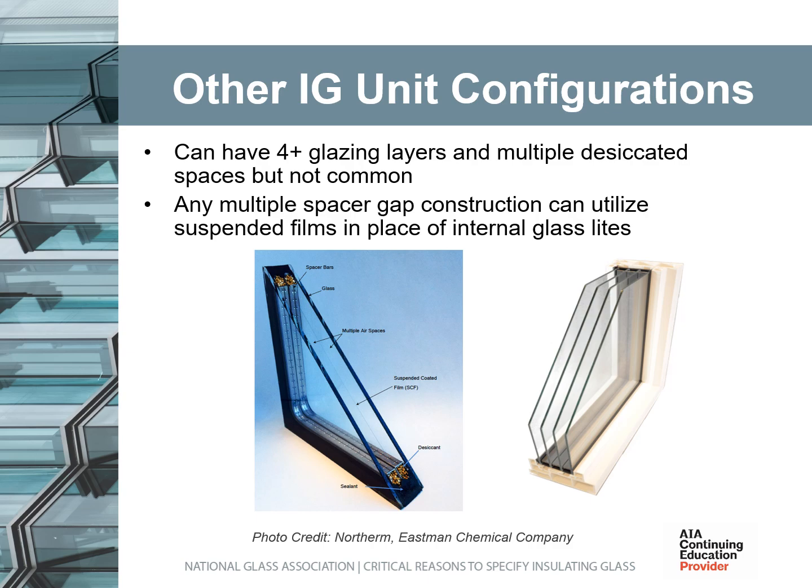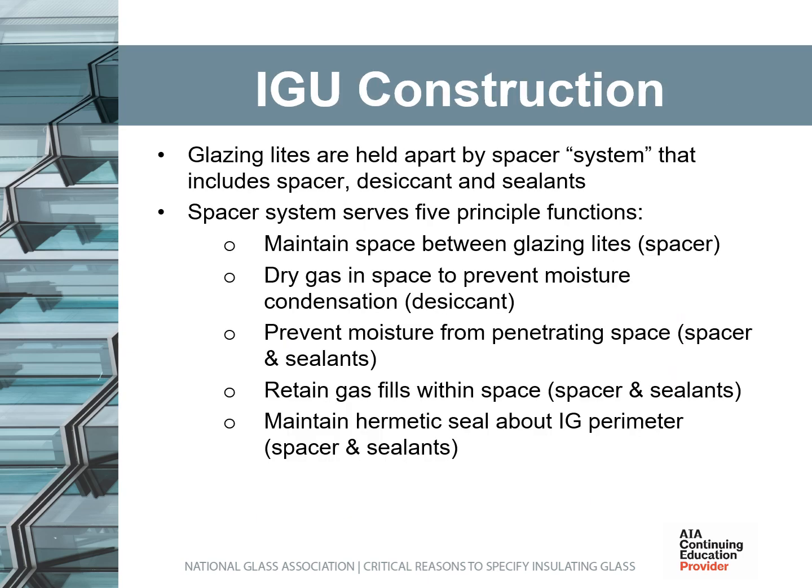This provides thermal benefits. There are many different types of spacers designed for IG systems. The primary purpose is to hold the glass apart. The spacer also holds desiccant, which keeps the internal cavity very dry. Spacers also need to stick to sealants and keep them in place. Spacers help keep the moisture out and the gas fill in.